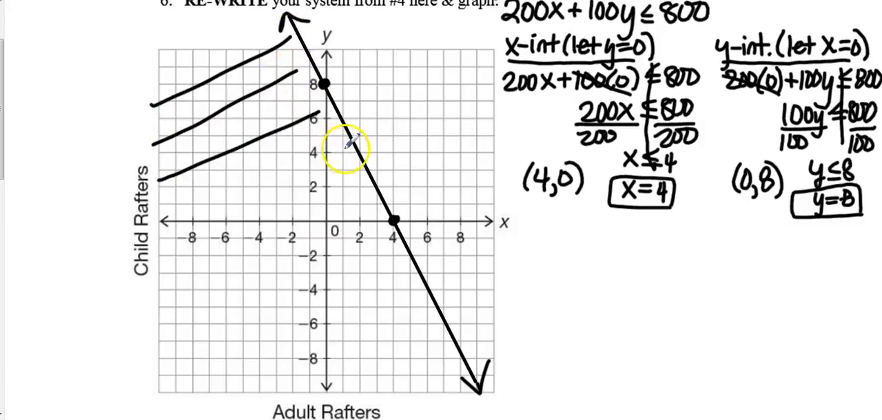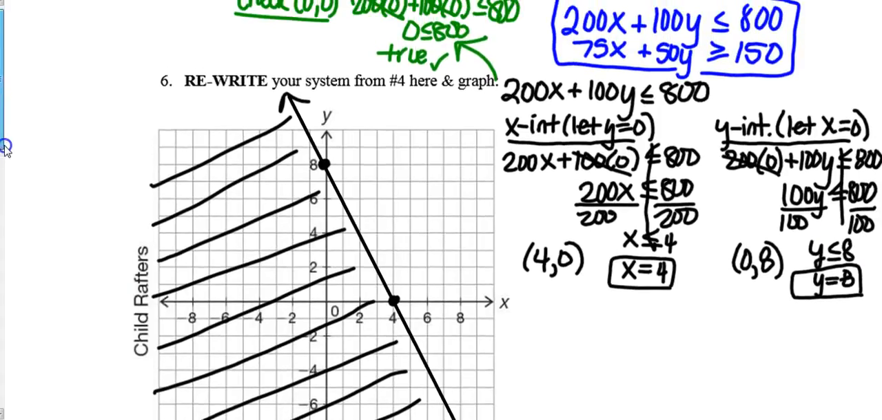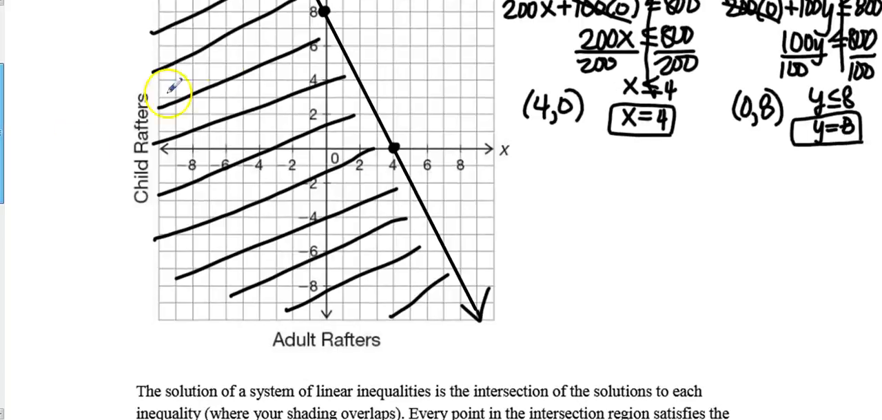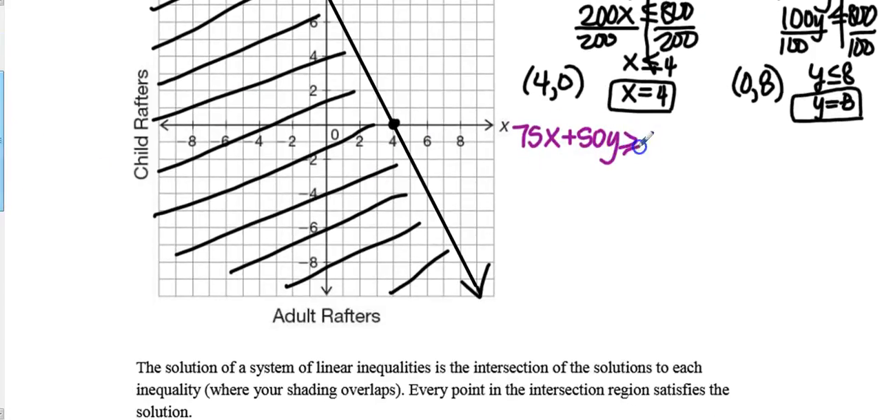Remember, just some nice straight lines like this that kind of match the angle of the line. It'll make it much easier for us to see the shaded region, and also make sure we don't have interference when we go to graph the second line. We're literally going to repeat the exact same process, but with the second equation. So it's going to be 75x plus 50y is greater than or equal to 150. I'm going to use the exact same subtitles.